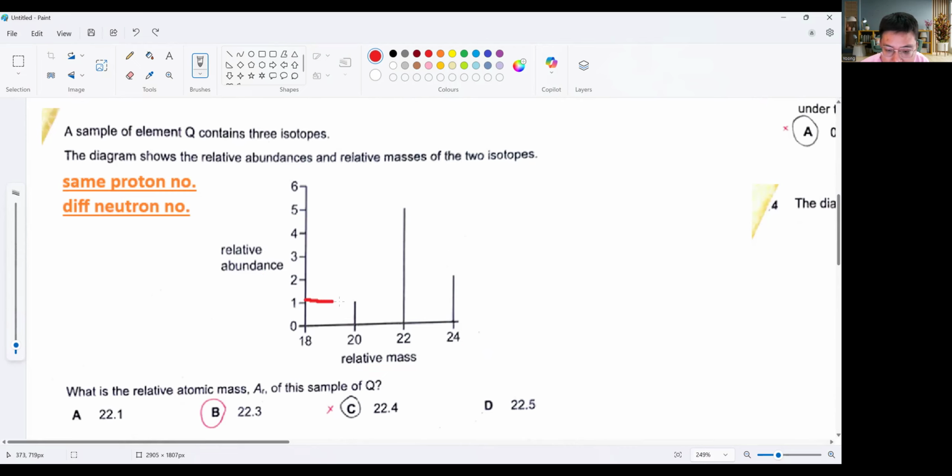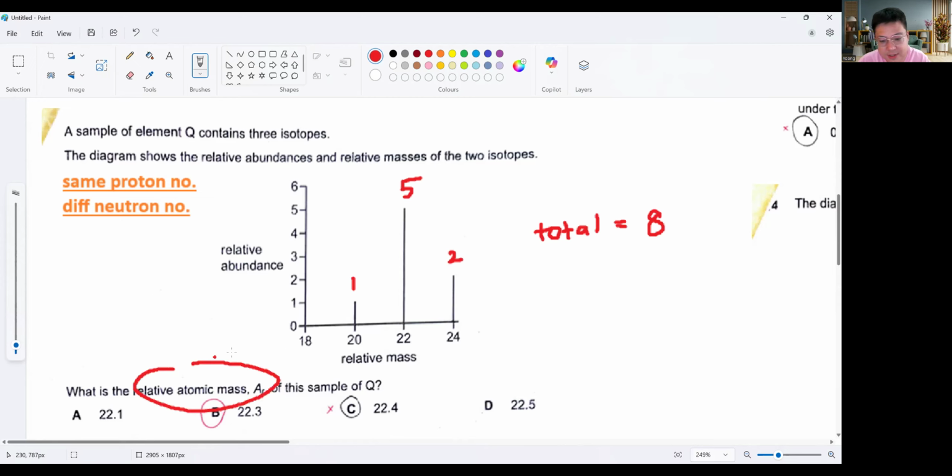So relative abundance, when they say 1, let's calculate first. This relative abundance, the total is how much? So this one is 1, so I just write a 1 here. Here I write a 5. Here I write a 2. So 5 plus 2 plus 1 means that the total abundance is how much? Obviously 8, correct or not?